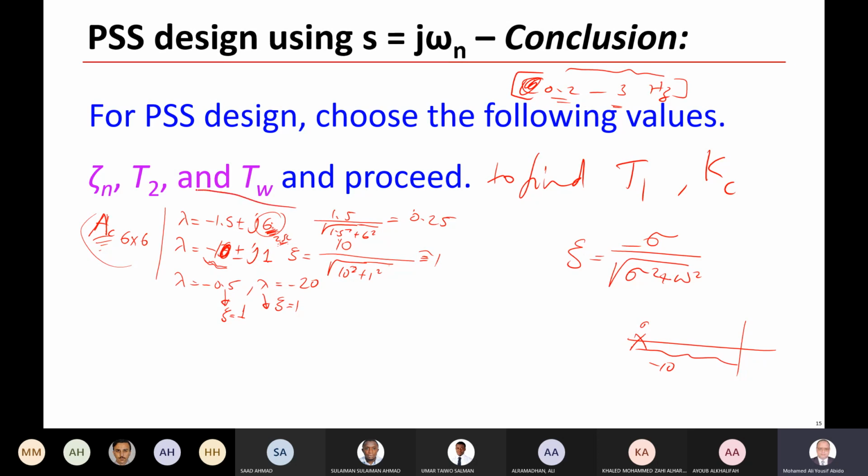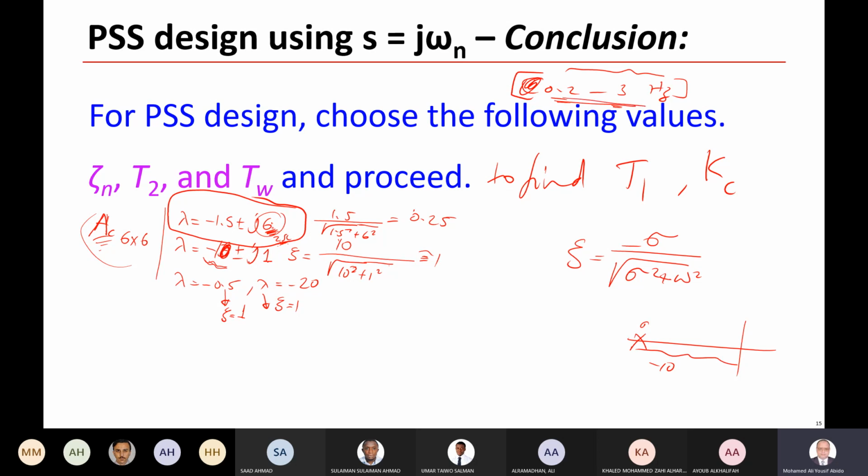So these are the eigenvalues that we need to test against zeta. And this represents the electromechanical mode of the machine. This represents the low frequency oscillation within the range of 0.2 to 3 hertz.